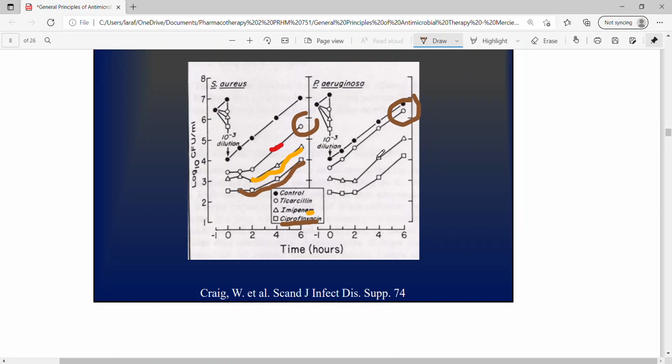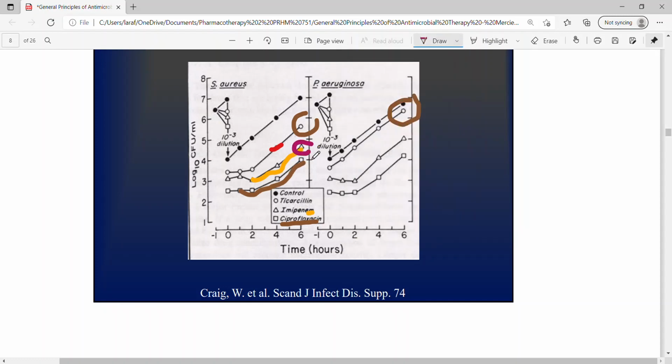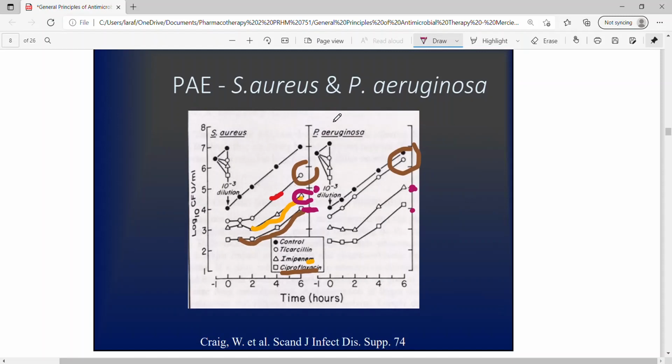And if you look at almost all of them, this one right here is below this mark. You see how this is a little bit above the mark. Same here, a little bit above the mark, and this is almost at the same level. So you can see the effect. This is a greater effect in Staph aureus than that of the antibiotics against Pseudomonas aeruginosa.